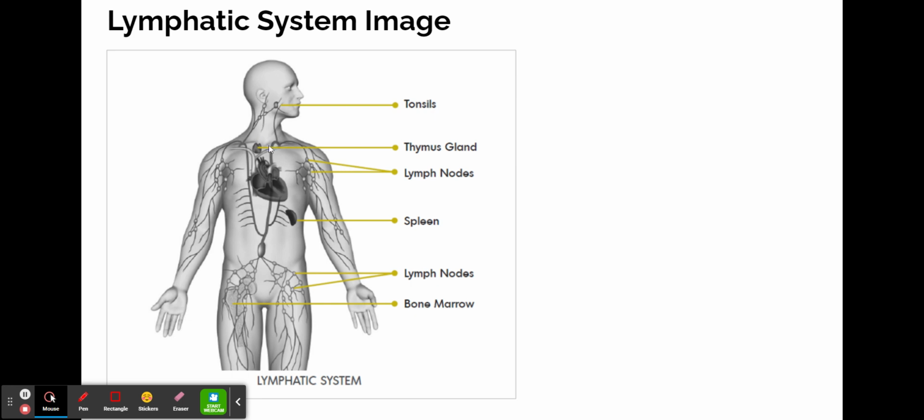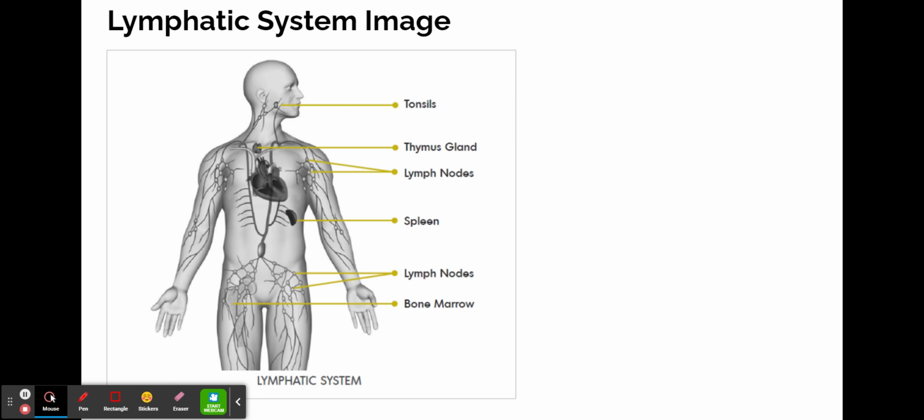Lymphatic vessels are thin-walled tubes that parallel the blood vessels. They're kind of like the blood vessels and carry a fluid called lymph instead of blood. Lymph is a clear, colorless liquid that contains immune cells, waste products, and excess fluids. These vessels transport lymph across the body, kind of like the blood vessels transport blood across the body, eventually returning it into the bloodstream.